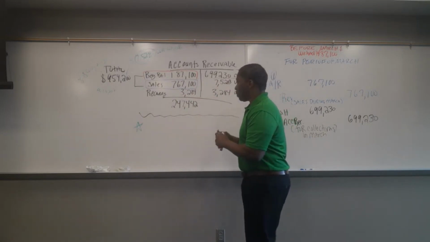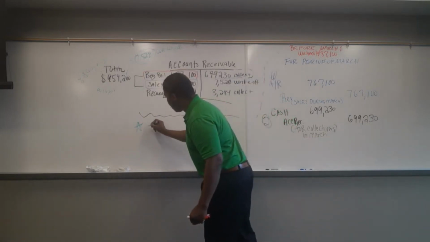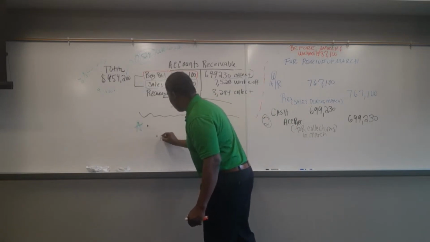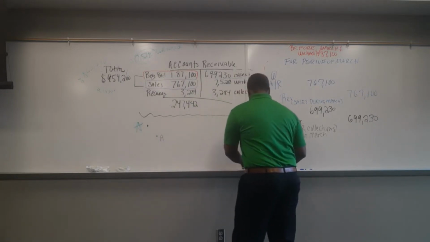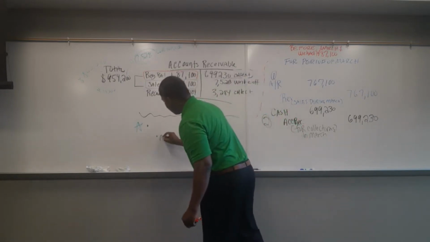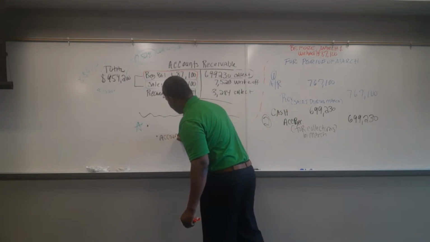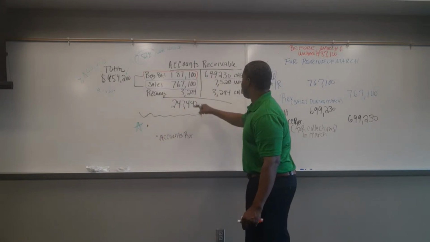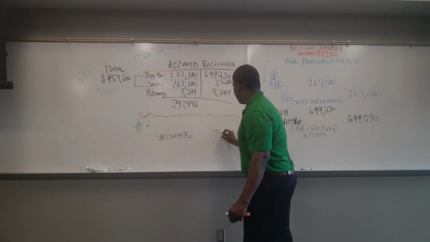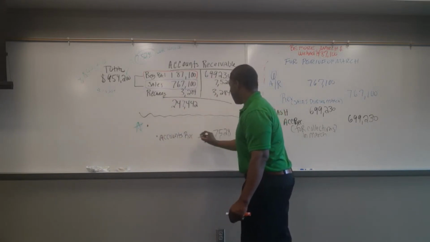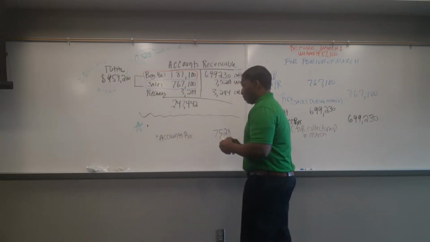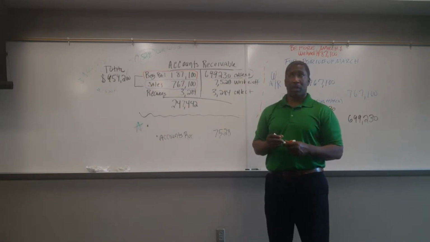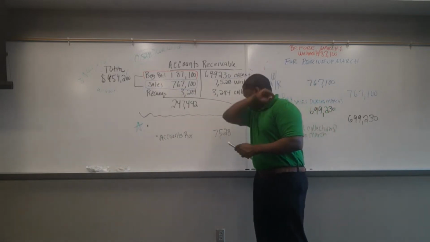So at the very least, we know we're going to debit something and we're going to credit something. So there's my space for my debit, and here's my space for my credit. We know that my credit is going to be to accounts receivable for $7,528. That is my credit, okay? But I also have a debit entry, right? How do we come up with the debit entry?